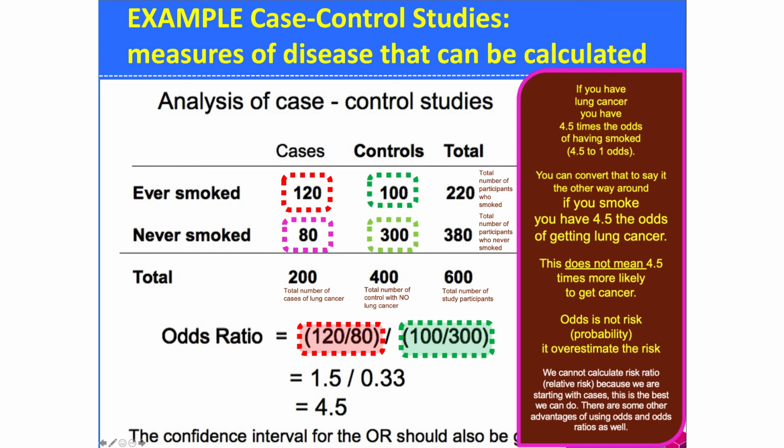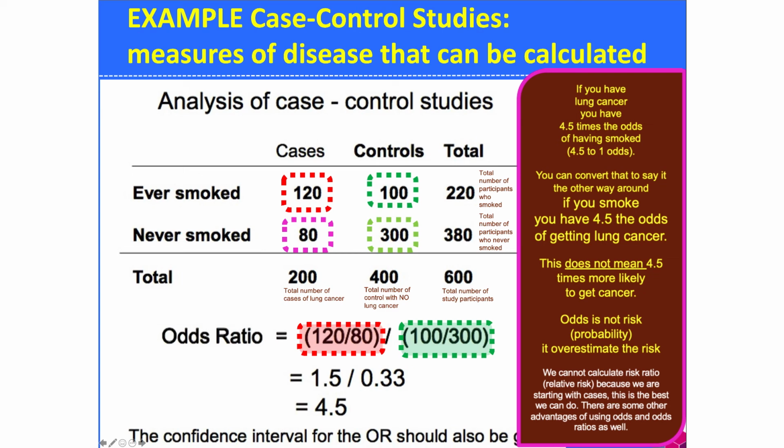And you can see here that if you calculate the odds ratio, you get an odds ratio of 4.5. And what you can say is people who have lung cancer have 4.5 times the odds of having smoked. 4.5 to 1 odds. And you can convert that and say, if you smoke, you have 4.5 times the odds of getting lung cancer.